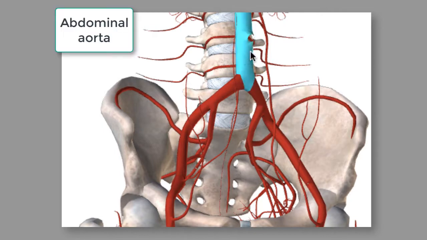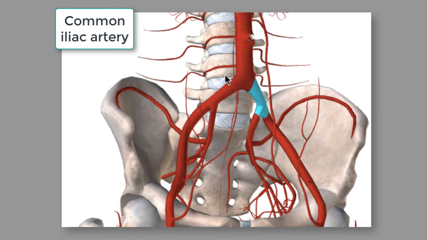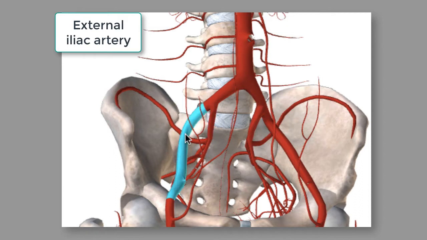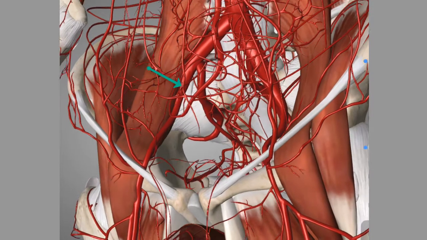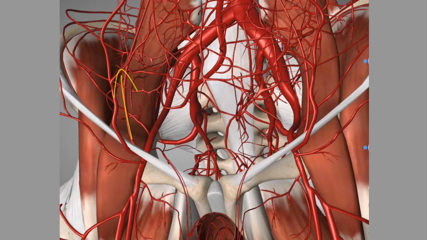The abdominal aorta bifurcates into the right and left common iliac arteries at the level of the fourth lumbar vertebra. Each common iliac artery ends at the pelvic inlet in front of the sacroiliac joint by dividing into external and internal iliac arteries. The external iliac artery runs along the medial border of the psoas muscle, following the pelvic brim, and gives off the inferior epigastric and deep circumflex iliac branches.